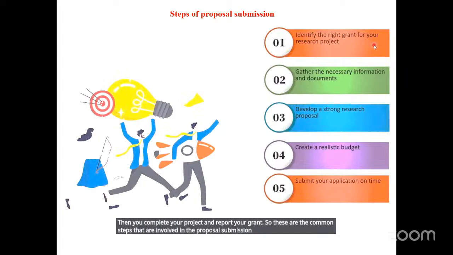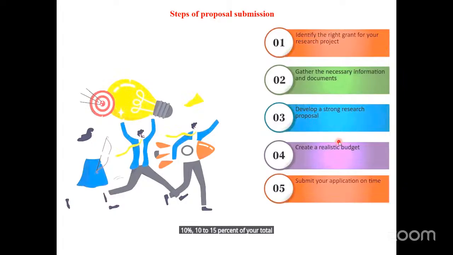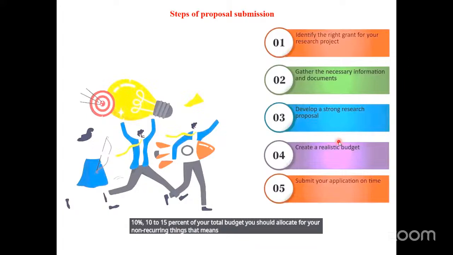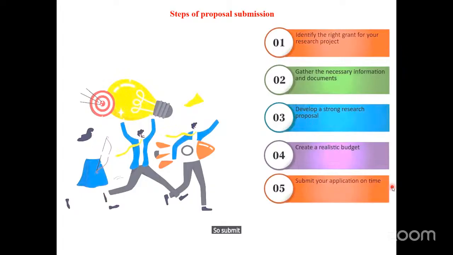Choose the right grant agency, gather information and documents, develop a strong proposal, and create a realistic budget. That's very important. Usually, 10 to 15% of your total budget you should allocate for your non-recurring things. That means for a 50 lakh project, for instruments you can put a maximum of 8 to 9 lakhs in the budget. Okay, so submit your application on time.